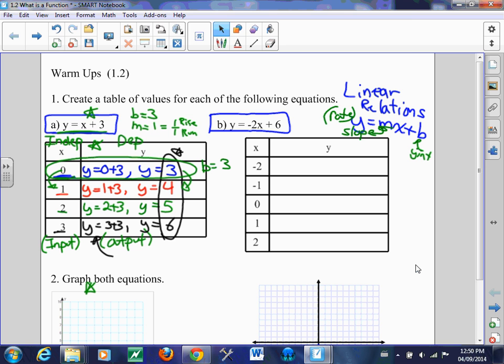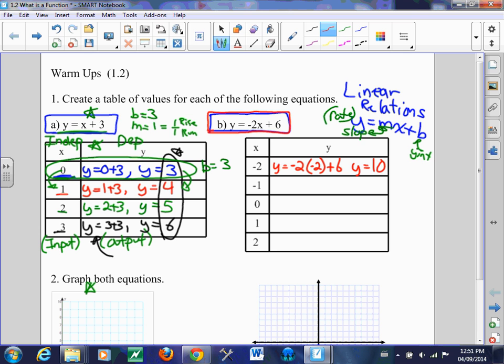Let's do part B of the table, and then we'll graph them in number 2 after. So again, in example B, we notice it's a linear equation. It's in the form y equals mx plus b. And we're going to do a substitution: wherever we see x, which is your independent variable, we sub it in and find y, which is your dependent variable. So we're going to go y equals -2 times -2 plus 6. Simplifying that through, we know that y equals 10.